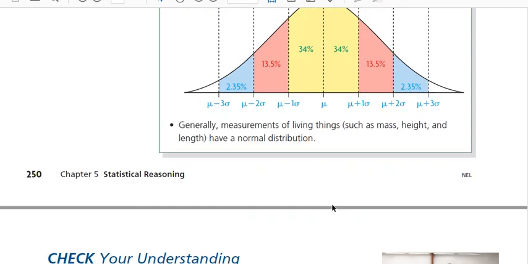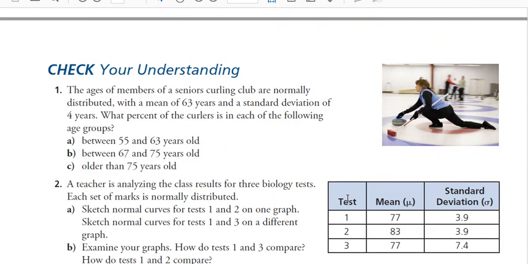Okay, so what kind of things are you going to have to know how to do given this information? So let's just briefly look at some of the questions in your assignment. Number one, okay, this question says the ages of members in the seniors curling club are normally distributed with a mean of 63, so that's going to be your middle number, and a standard deviation of 4 years.